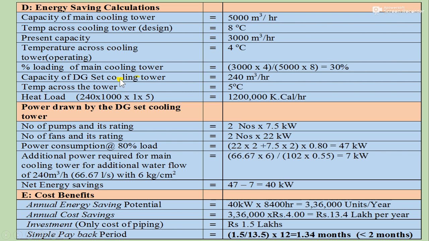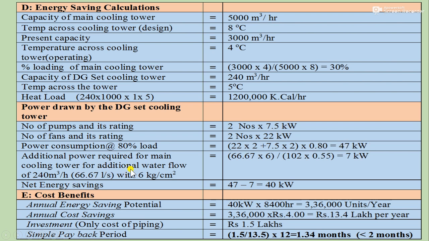Then the capacity of the DG set is 240 meter cube per hour and its temperature is this. So the heat load capacity comes in kilocalorie per hour. Here it is 240 multiplied by 1000, where 1000 is used for the conversion from meter cube to kilocalorie. Then the power drawn by the DG set, which consists of 2 pumps and 2 fans, with respect to their wattage, so in total we get 22 into 2 plus 7.5 into 2, into power consumption load of 80%, that is 0.8. That's why it comes to 47 kilowatt.